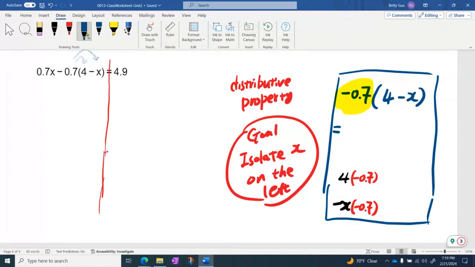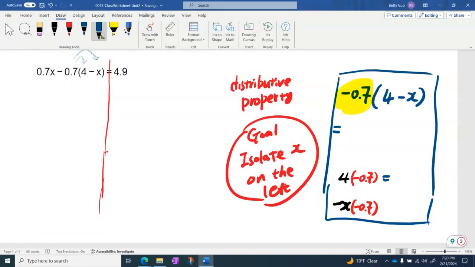So let's see what we have. We have 2 terms in the parentheses. The first term is 4. The second term is negative x. And our coefficient that we are going to distribute is negative 0.7. We are going to multiply the first term, number 4, by negative 0.7, and then multiply the second term, negative x, by negative 0.7.